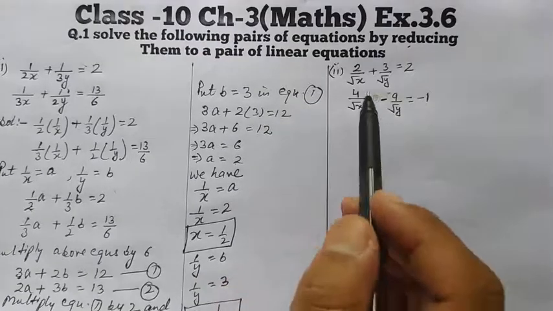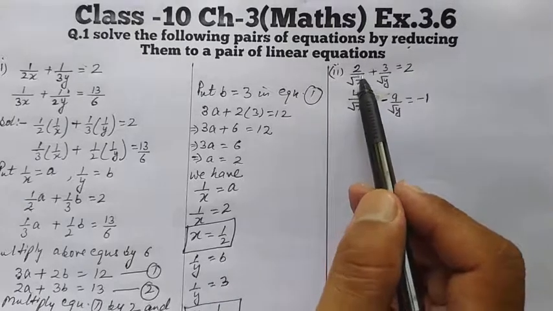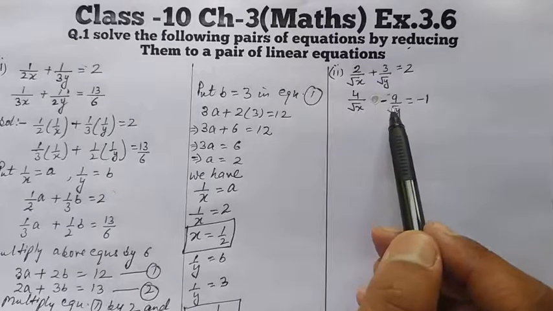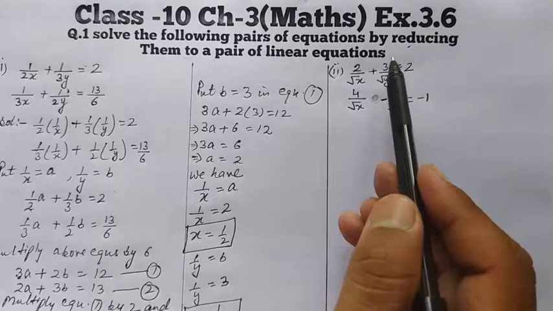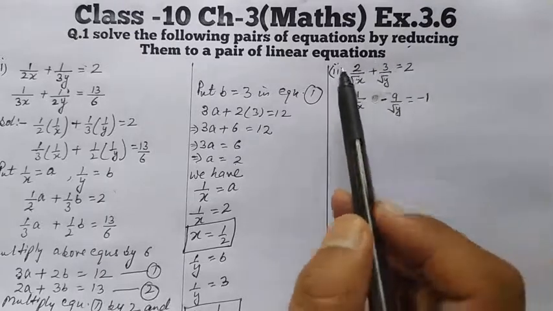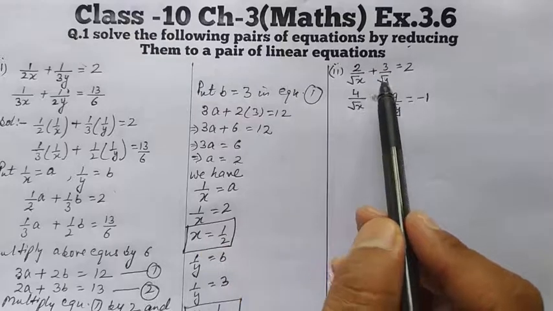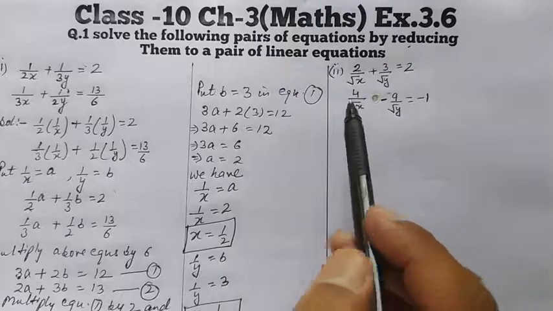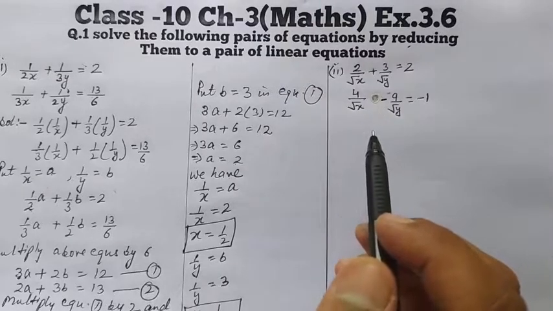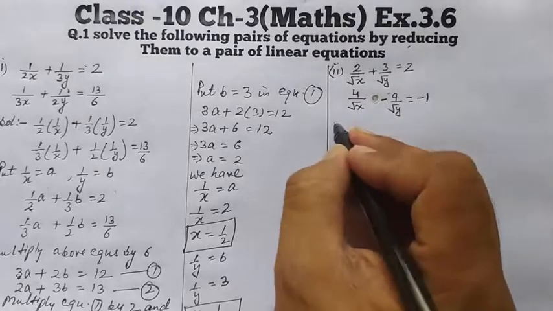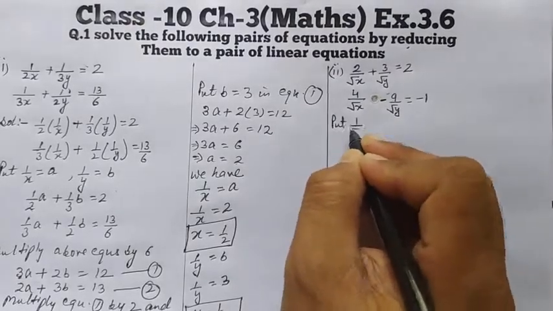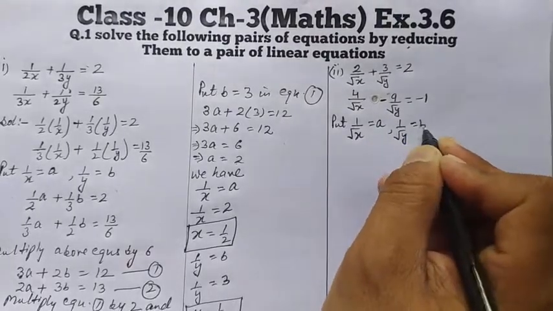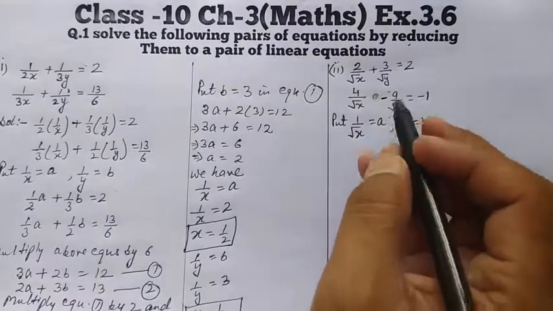Now let's do this part. This is the second part. 2 over root x plus 3 over root y is equal to 2, and 4 over root x minus 9 over root y is equal to minus 1. So this pair of equations also I need to reduce into the pair of linear equations. These are not already linear, so we will change these into a pair of linear equations by just substituting any suitable value. So let's see what we do. If I put 1 by root x as a and 1 by root y as b here in both the equations, see what will I get.